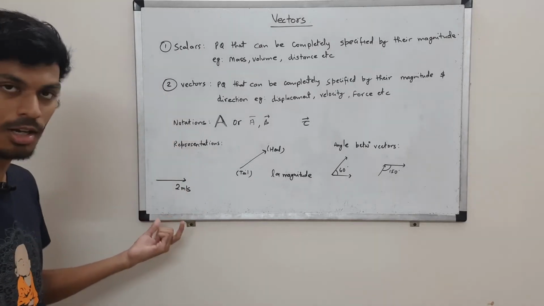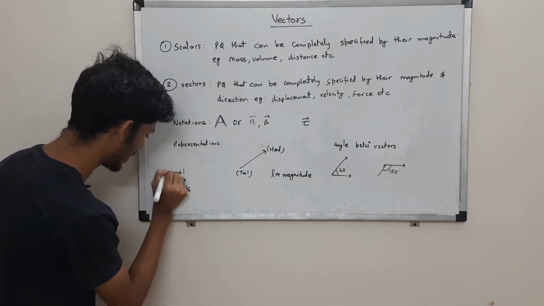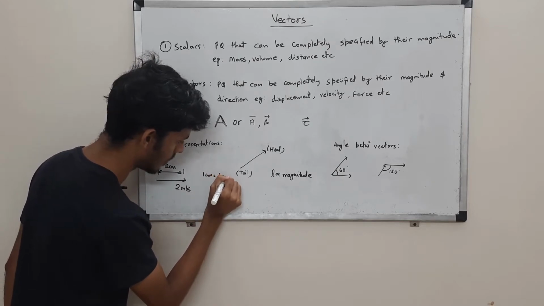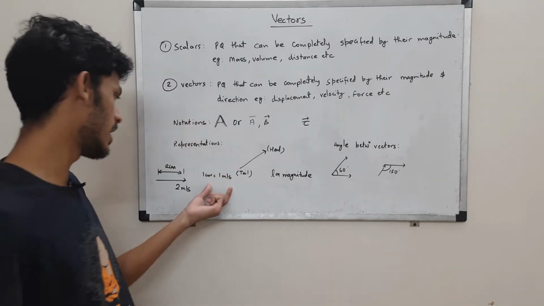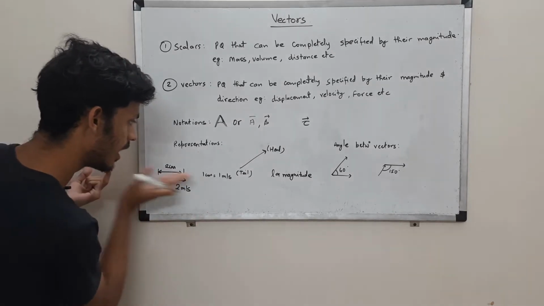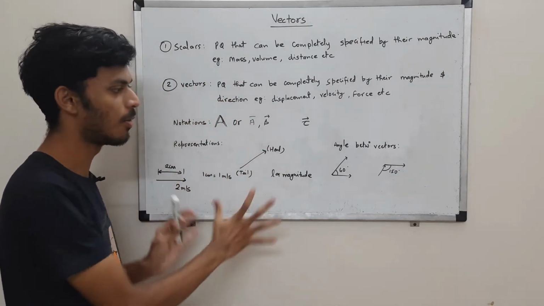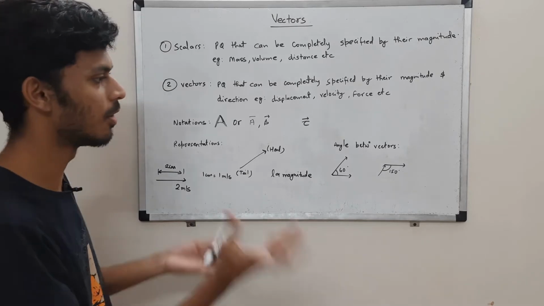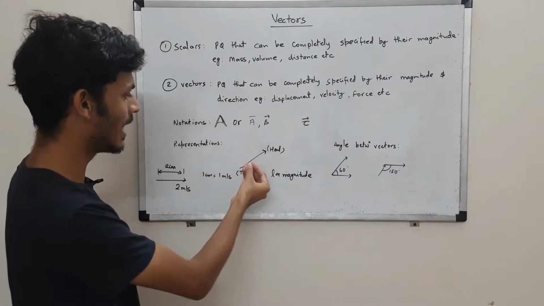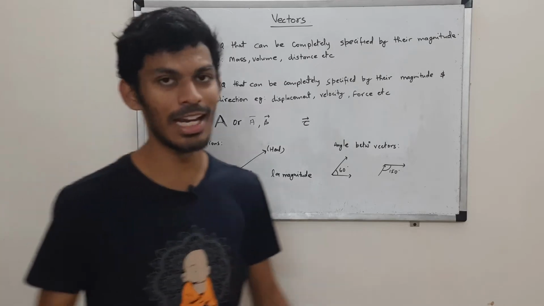You'll choose a particular scale. Suppose this is 2 centimeters. You'll say 1 centimeter is equal to 1 meter per second. You'll choose a particular scale. So this is 2 centimeters, so it will be 2 meters per second, and the head will show the direction of your vector. This is how it's represented. So a vector is represented by an arrow such that its length is proportional to the magnitude, and the head shows the direction of the vector.